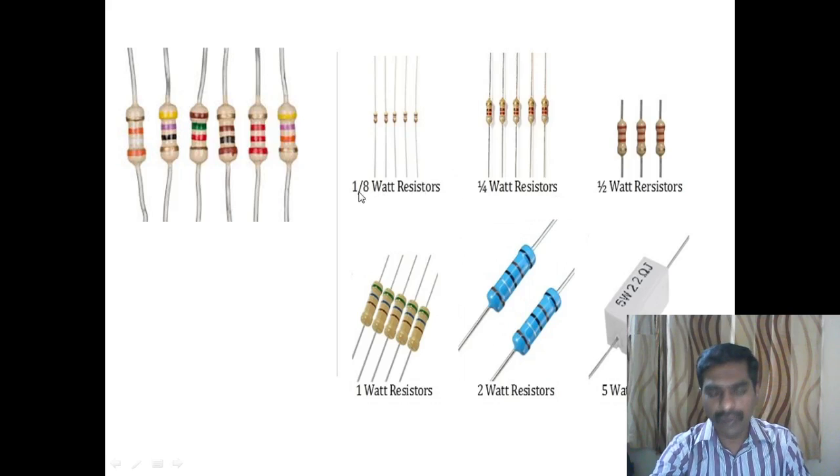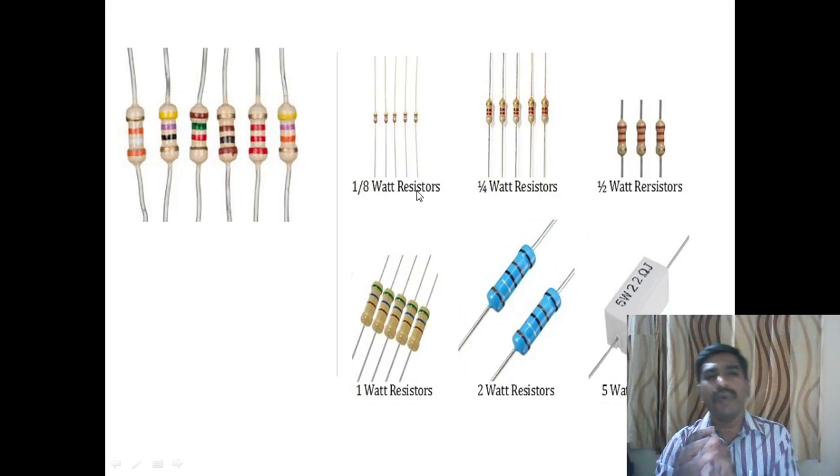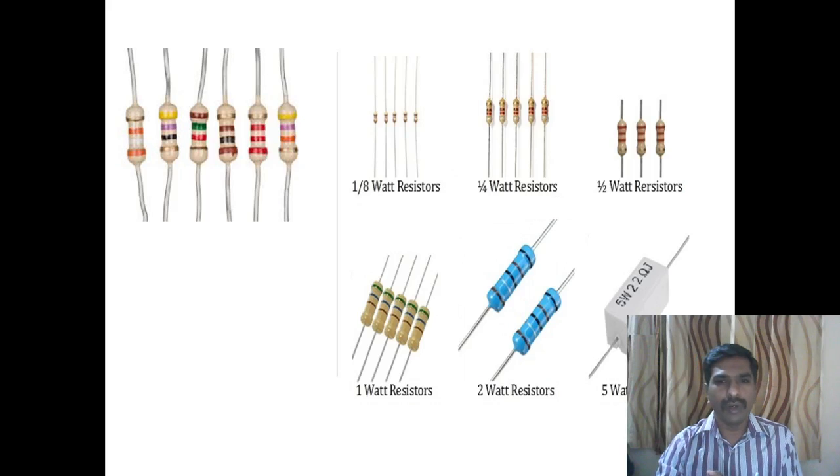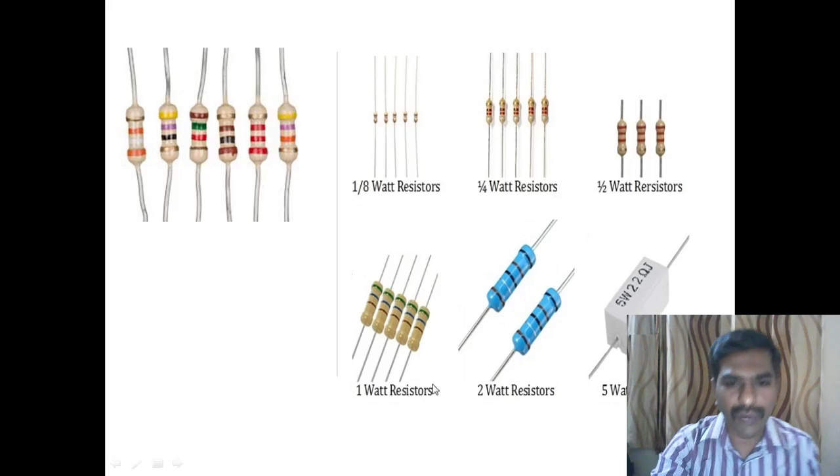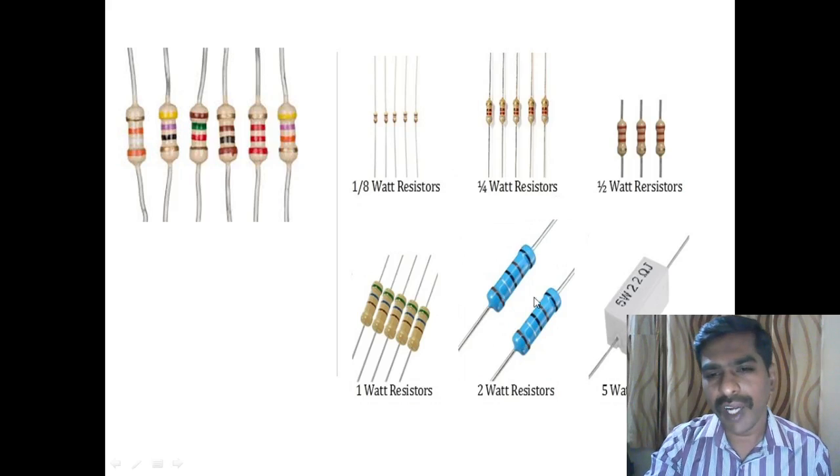And you can see the wattage rating. Wattage rating is the power rating. A resistor can withstand up to 1/8 watt, 1/4 watt, 1/2 watt, and then 1 watt, 2 watt. Whenever the wattage increases, the size of the resistor increases. You can observe the 1/8 watt resistor is a smaller resistor, and if you see the 5 watt resistor, it is larger in size.